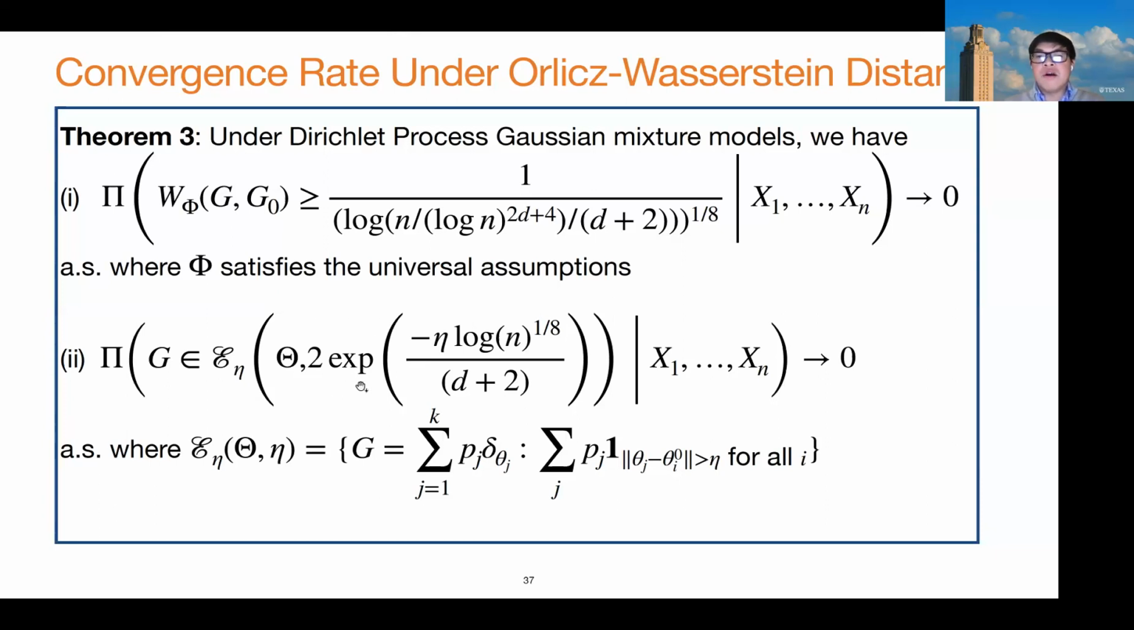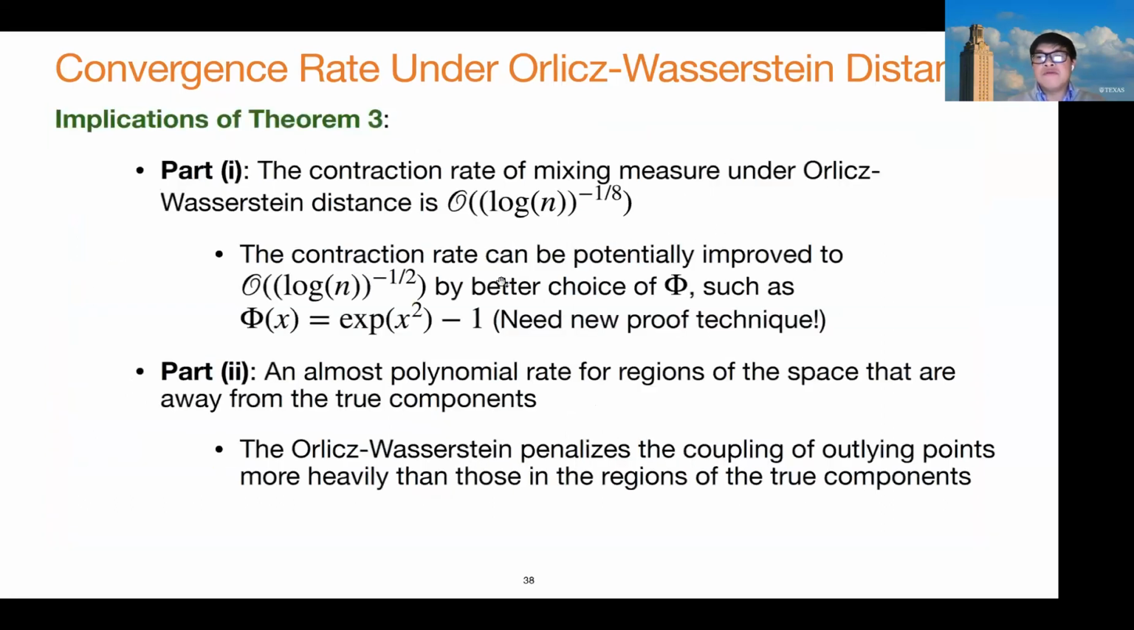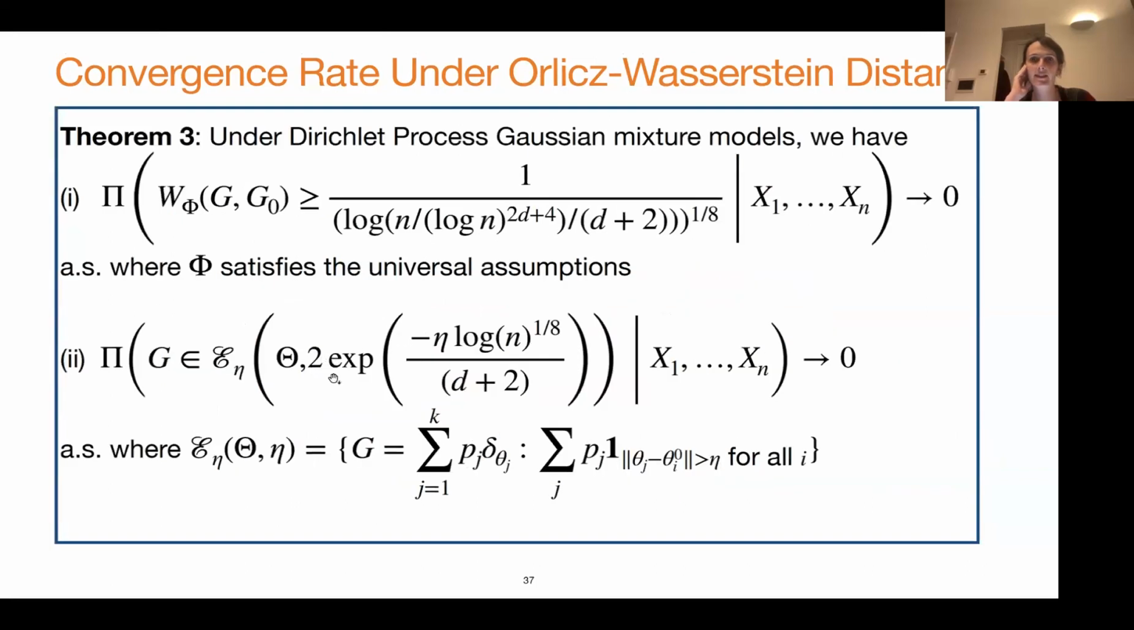But that is at the cost we pay for the rate of the mixing measure in 1i, right? Because now for 1i, the mixing measure rate is only 1 divided by log n to the 1/8, and the one we get from the Euclidean Wasserstein metric is 1 divided by log n to the 1/2, right? So actually it's slower under the exponential. Yeah. But the faster one is the extra components.